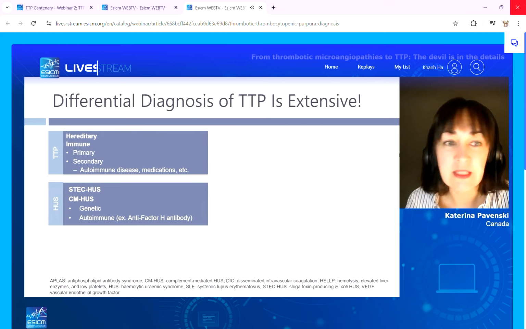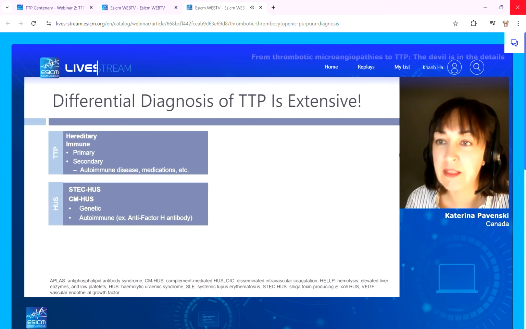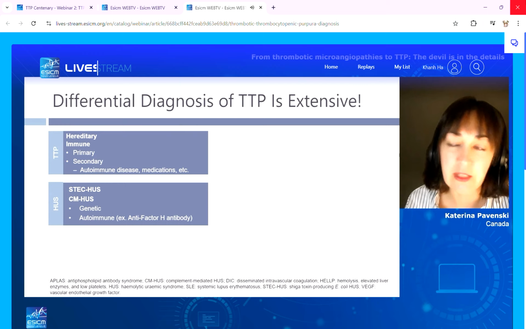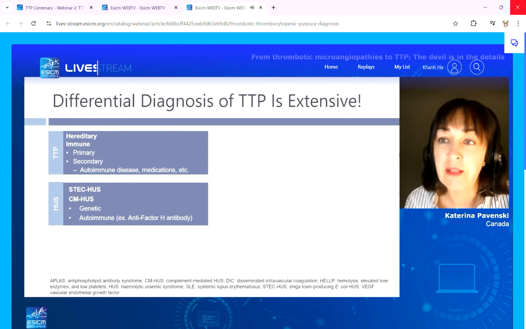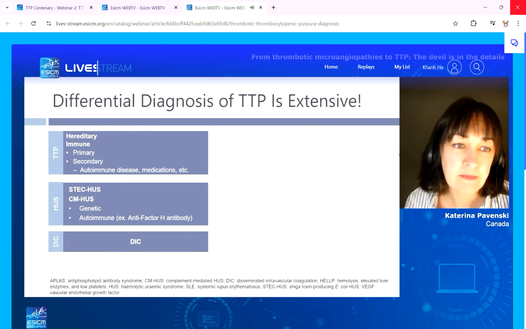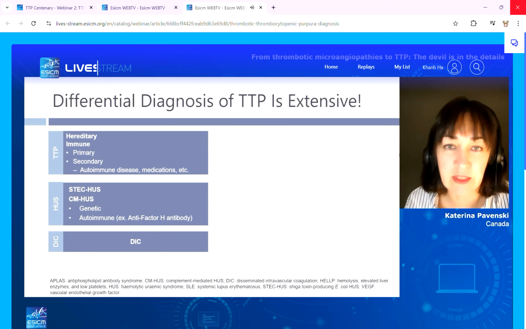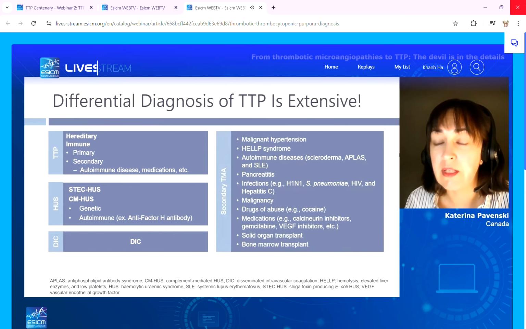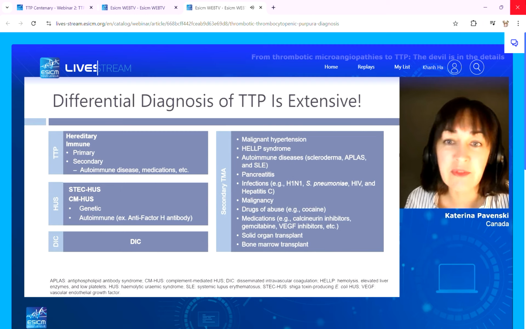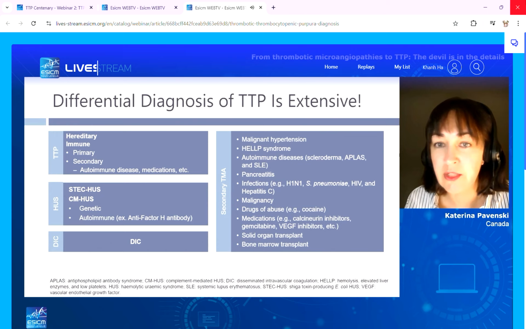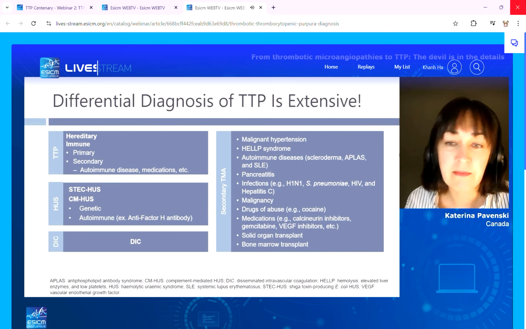There is hemolytic uremic syndrome, of which complement mediated is more rare, and it can be either genetic or autoimmune. And much more common could be a result of a staph bacteria infection. There is disseminated intravascular coagulation, and there is, in adults, a long list of secondary TMAs. Some of them are thought to be complement amplifying conditions. Some occur as a result of their own unique underlying pathophysiology. Suffice it to say, the list is quite long.